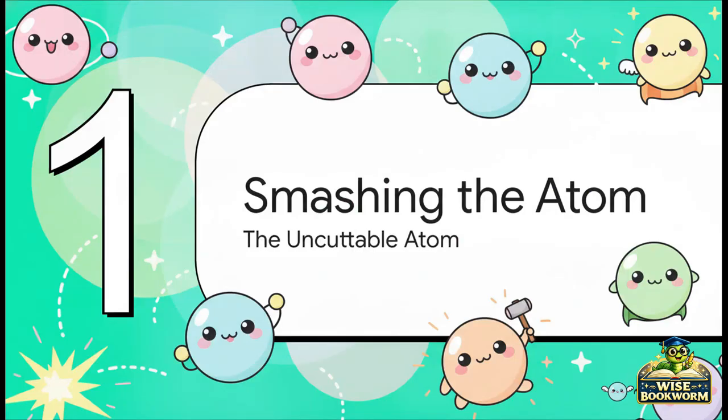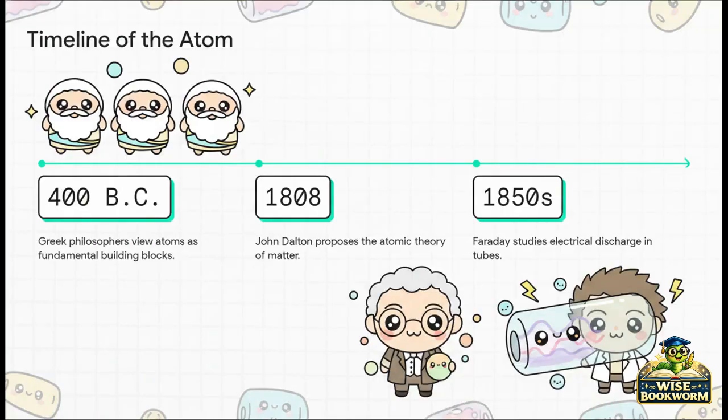Section 1, Smashing the Uncuttable Atom. This is the fascinating chapter where the old, rigid rules of matter get completely thrown out the window. Okay, let's dive into this timeline. For over 2 millennia, from 400 BC all the way up to 1808, when British schoolteacher John Dalton formally proposed his solid atomic theory, we genuinely thought the atom was the absolute end of the line.